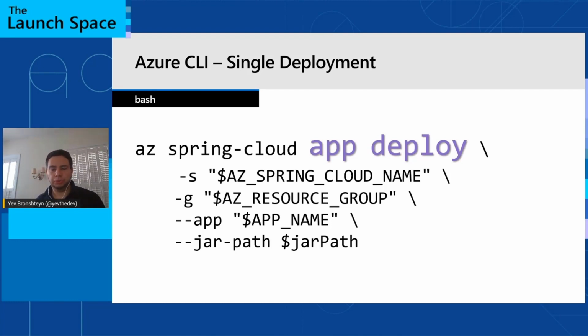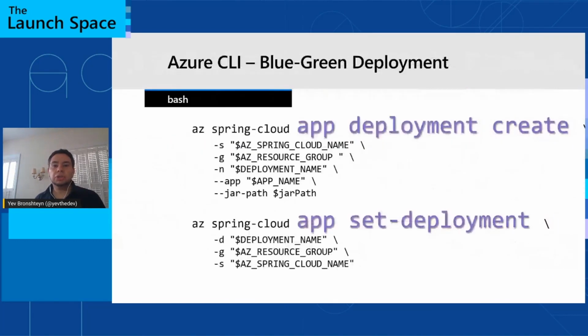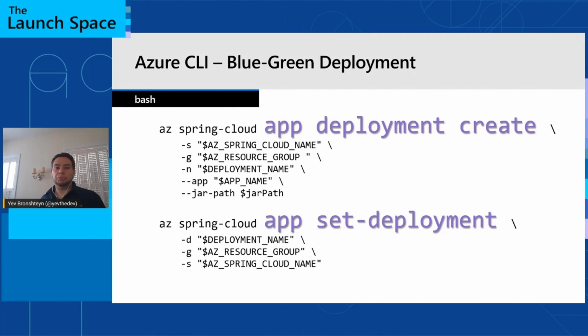If you do want to use blue-green deployments so that you can do additional automated testing before routing traffic to the new deployment, you can use the AZ Spring Cloud app deployment create command. This will create a new deployment that will only be available on a private endpoint. Once you've established your confidence in the changes you're deploying, you can use the AZ Spring Cloud app set deployment command. That will make the new deployment active, and it will receive production traffic.